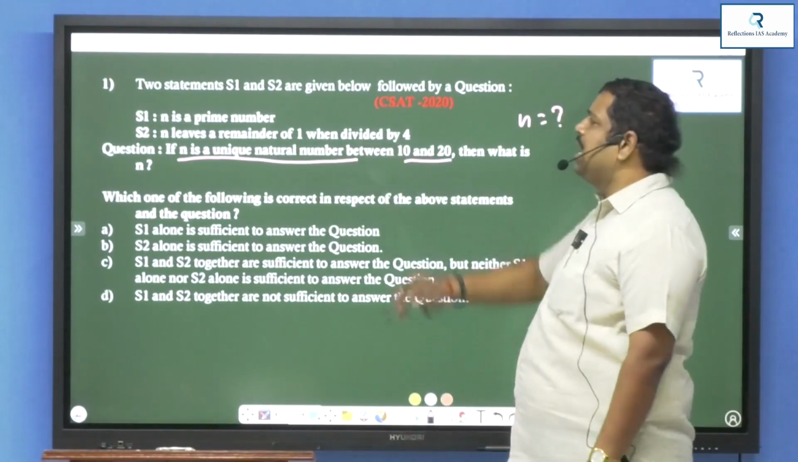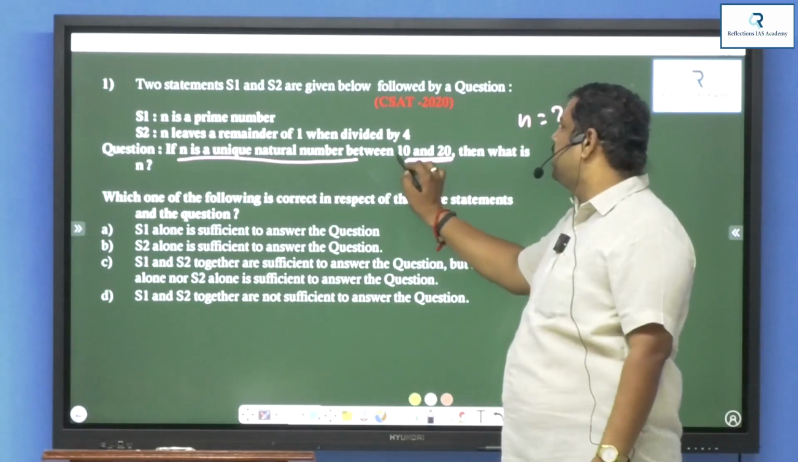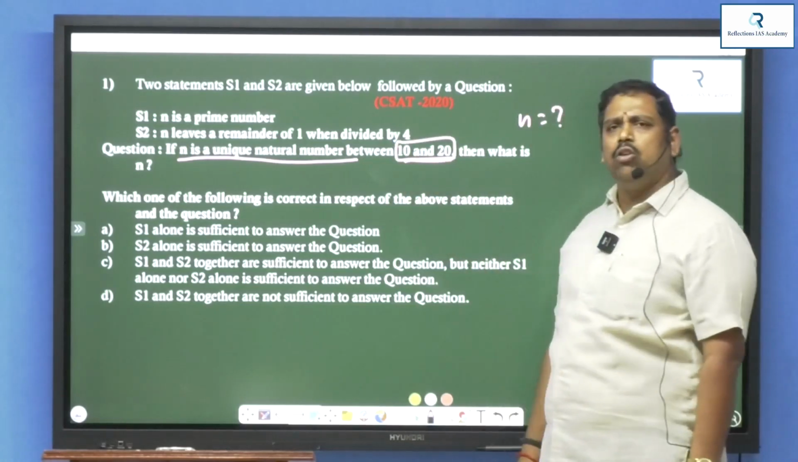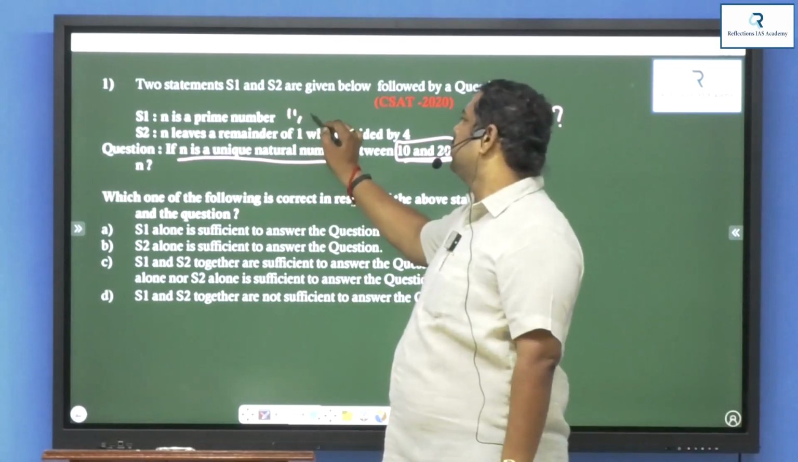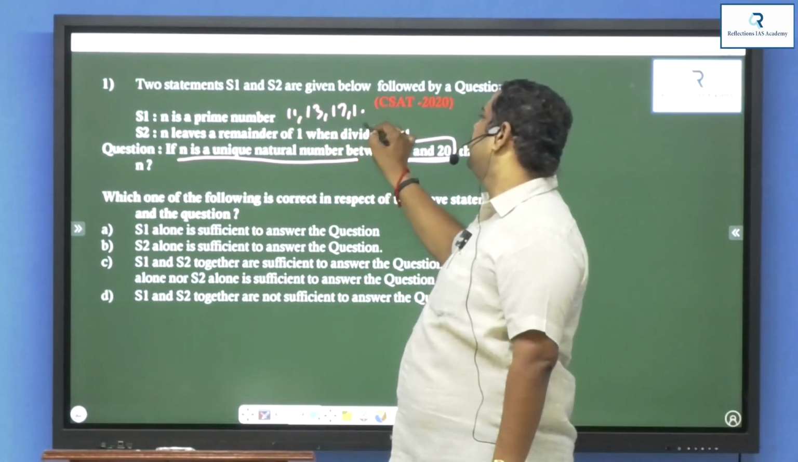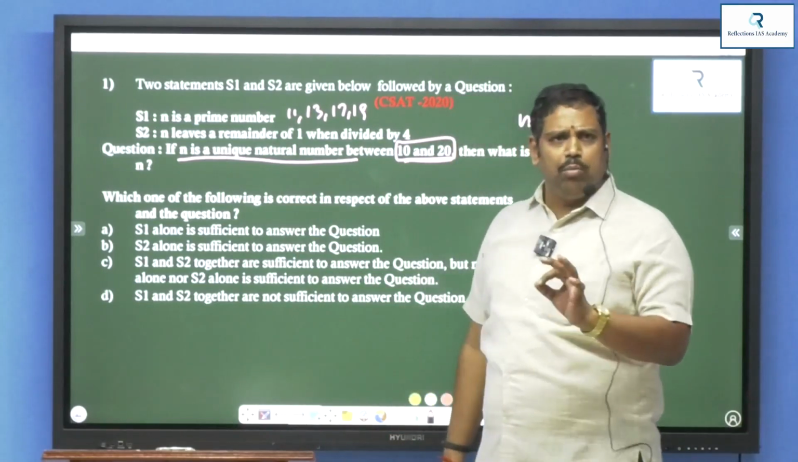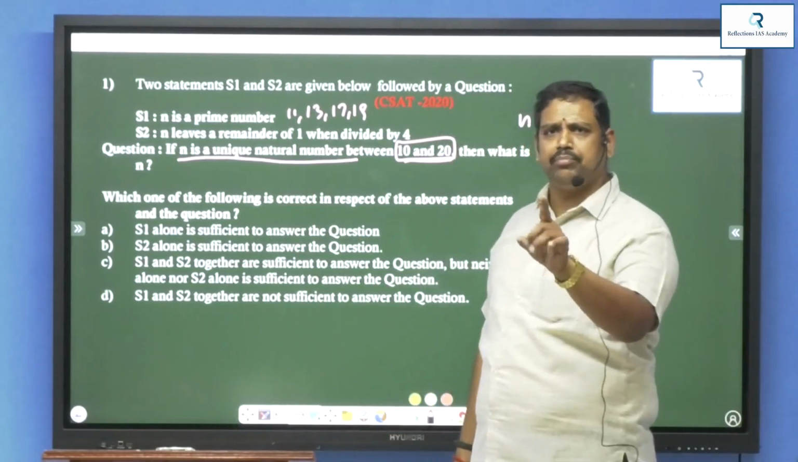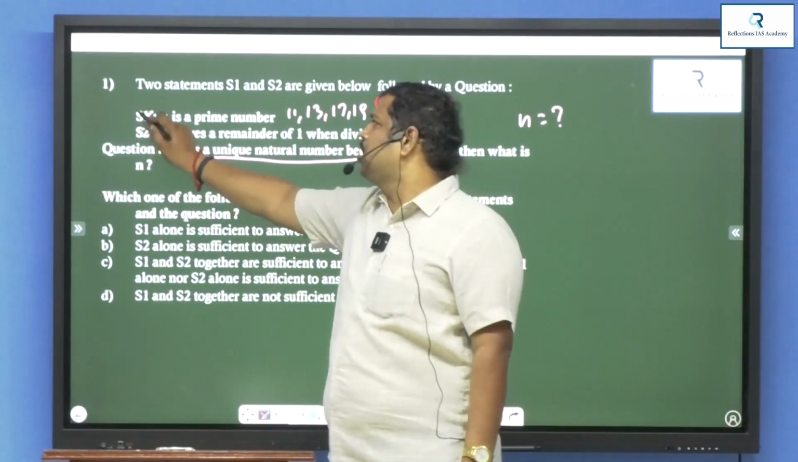So the first one: N is a prime number. Sir, he already said in the question that N is between 10 and 20. Between 10 and 20, do we have only one prime number or multiple? 11, 13, 17, 19. But N is a unique natural number, right? We have to give a unique answer, yes or unable to give? Unable to give. So S1 is sufficient or not sufficient?